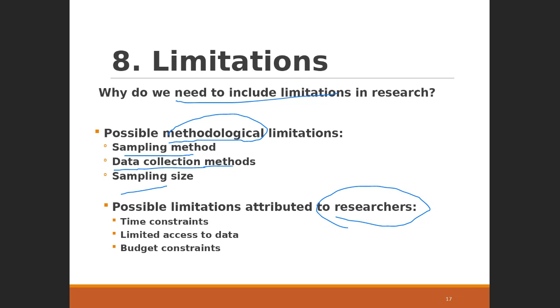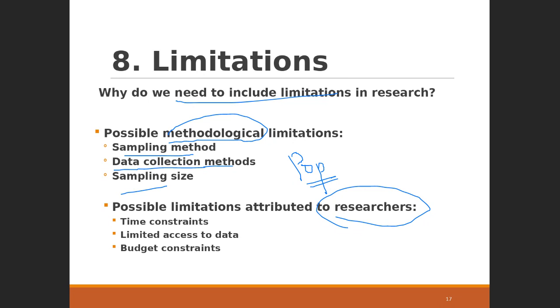It could also be related to your population. Your population is very limited. You have only focused on students. So it means that your sample was not representative of all the population groups in the society. So this could also be one of your limitations.